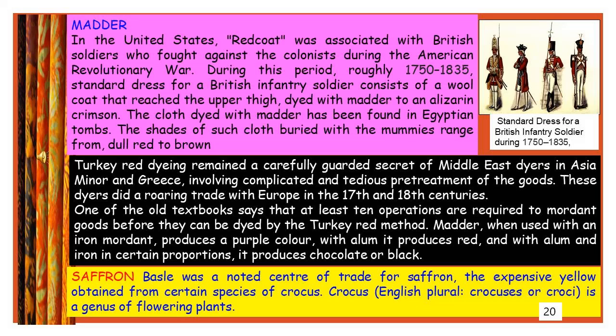Madder, when used with an iron mordant, produces a purple color. With alum it produces red, and with alum and iron in certain proportions it produces chocolate or black.